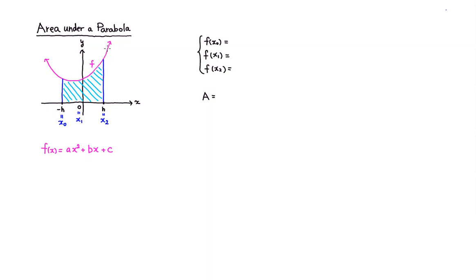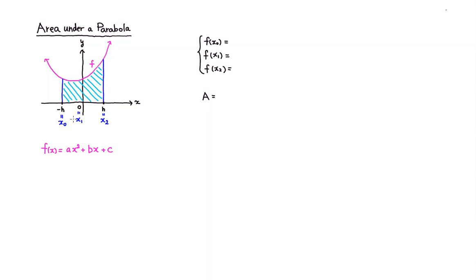So for simplicity, I put the region around the origin, and it goes from negative h to positive h. So x0 is set to be negative h, x1 is the middle guy, which is 0, and x2 is equal to h. So we want to find the area. But first, let's find the values at the left endpoint, the midpoint, and the right endpoint.